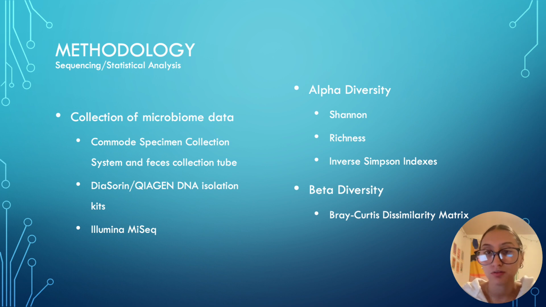DNA from these samples was isolated using Diazorin and Qiagen DNA isolation kits. These kits work to purify DNA from biological samples through silica membrane-based spin column technology. Just like we've done in labs previously, it includes cell lysis and the washing and purification of DNA so that pure DNA can be used for PCR and other methods of sequencing and amplifying.